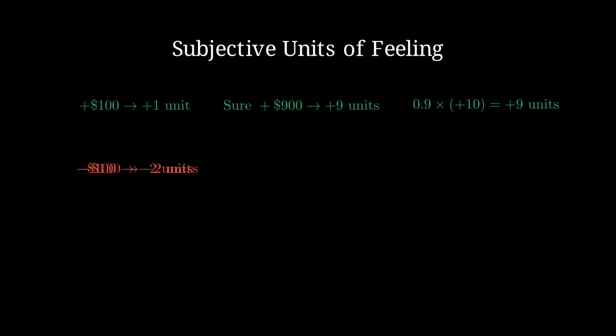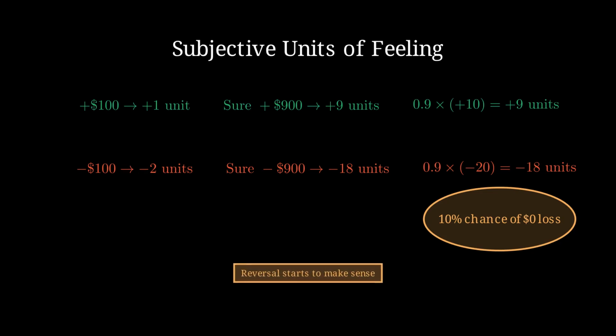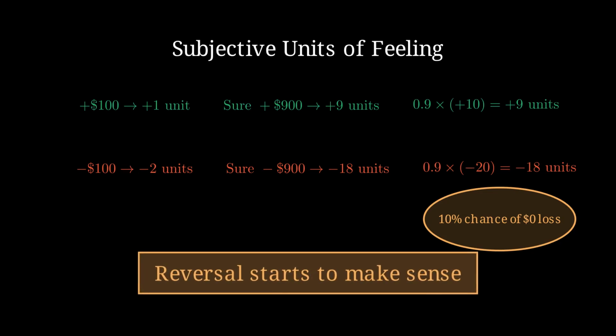Now look at losses. A sure loss of 900 feels like about minus 18 units. A 90% chance of losing 1,000 feels like 0.9 times minus 20, which is also about minus 18 on average. But psychologically, the gamble contains one emotionally powerful possibility: maybe I escape with no loss at all. That hope can make the risky option feel tempting. So once losses bite harder than gains reward, the reversal starts to make sense.